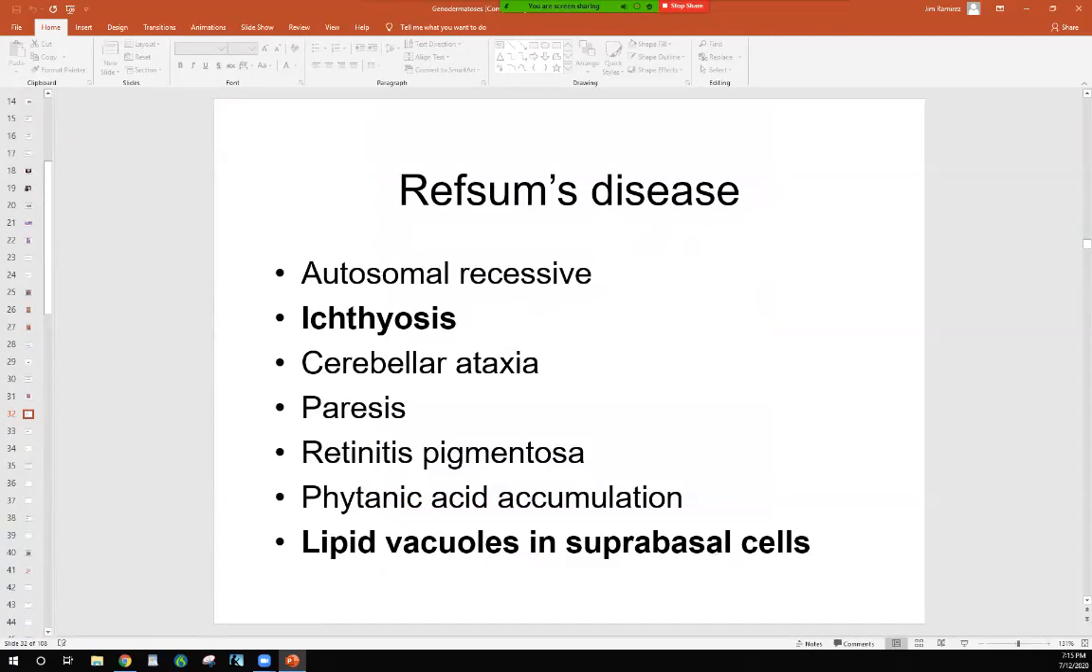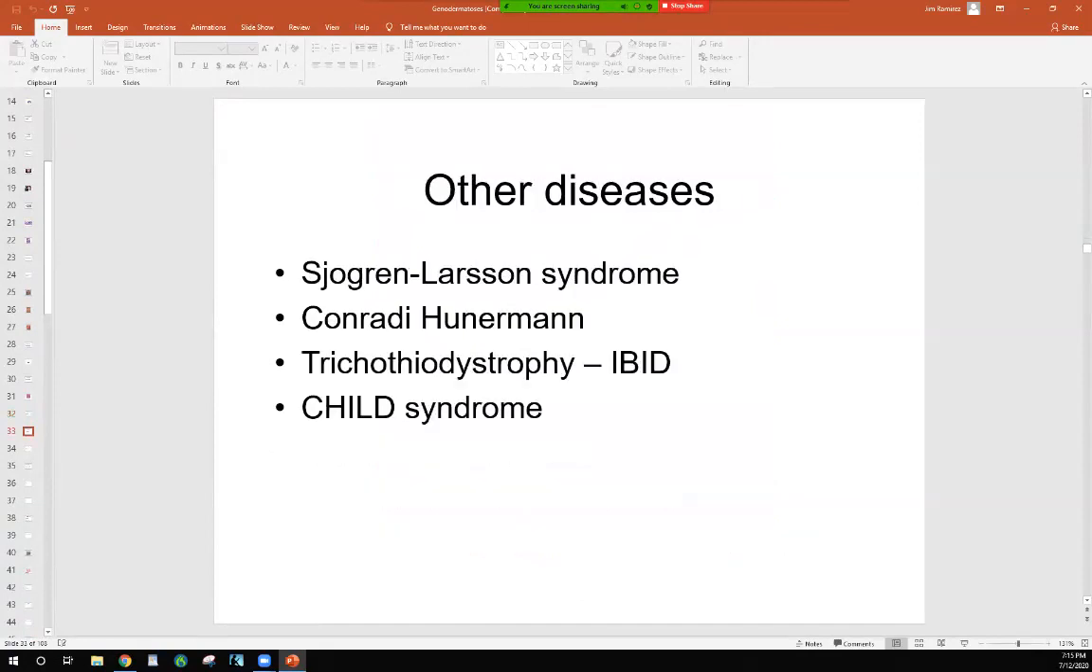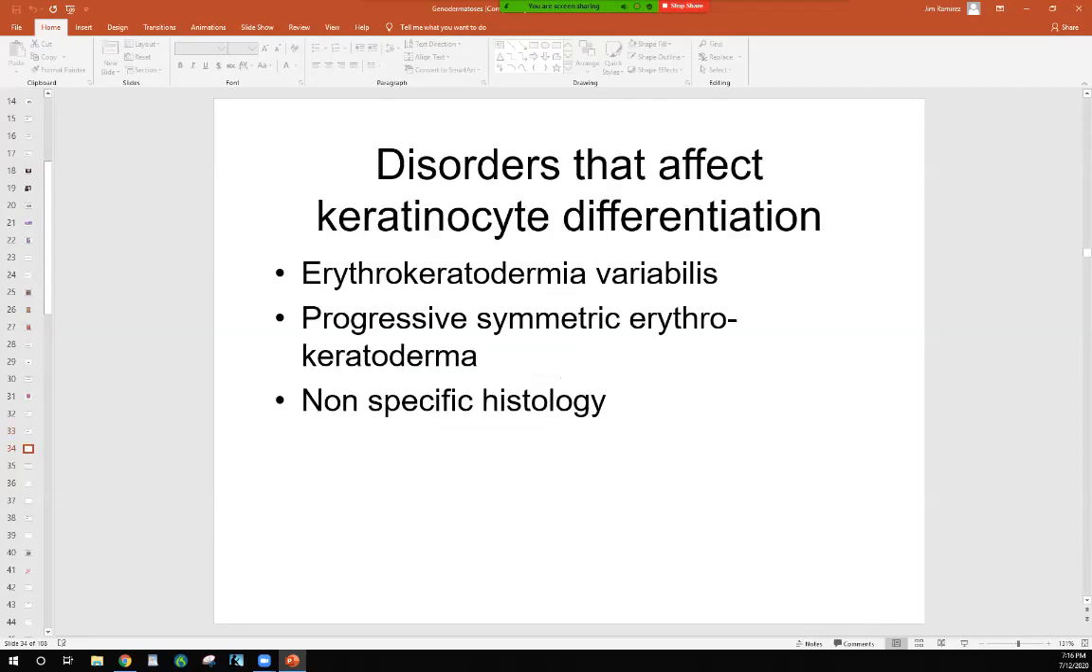I don't think we need to go through the laundry list here, except just to say that you can have lipid vacuoles in the suprabasilar cells. Wish I had a photo of this one, but it's so unusual we could not get one. Here's a few other syndromes associated with ichthyosis: Sjogren-Larsen syndrome, Conradi-Hunermann, trichothiodystrophy, and CHILD syndrome. It was a real challenge trying to get through all the names and pronouncing them right, I'll tell you.